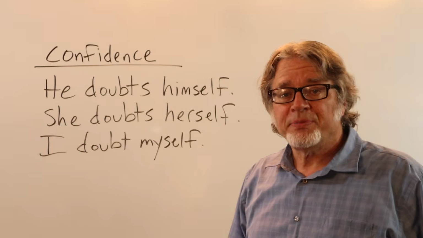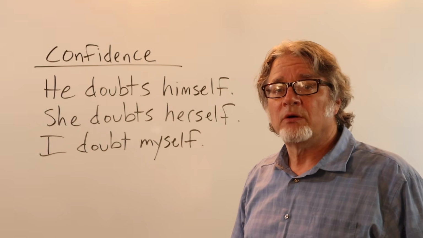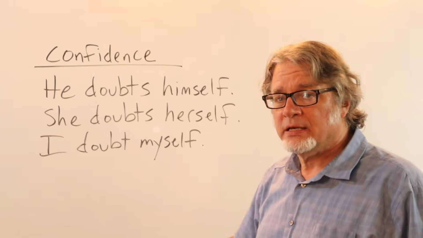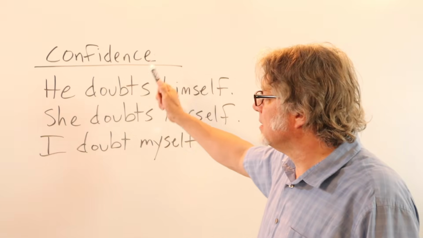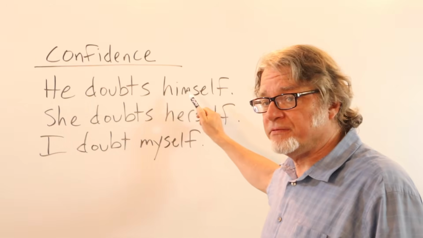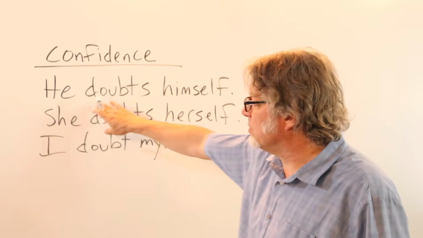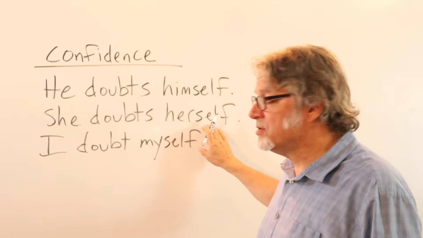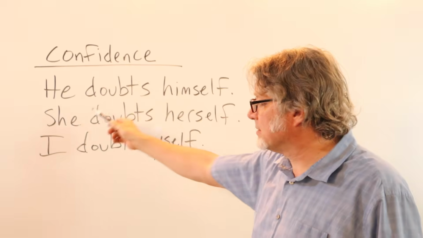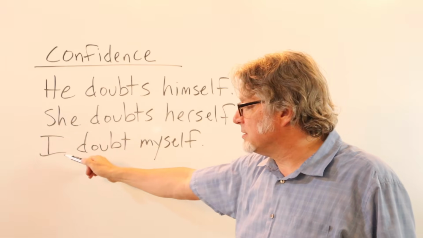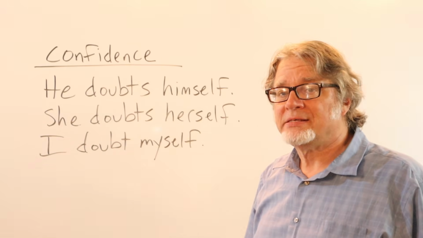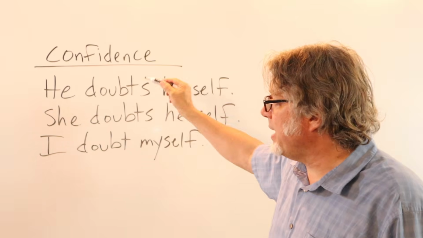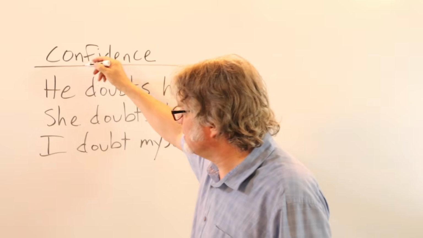This is a very popular word to use when talking about confidence. Whether you have confidence or you don't, this is a good choice. He doubts himself. This reflexive pronoun goes back to the subject. She doubts herself. Again, this goes back to the subject. And if the subject is I, I doubt myself. You could make the opposite meaning by adding a negative right here.